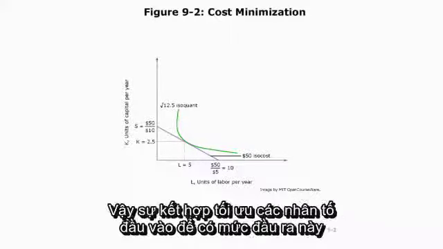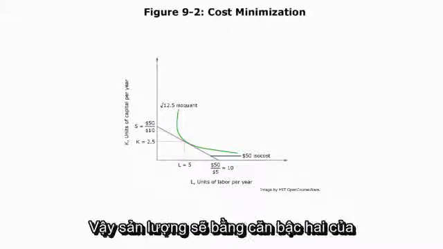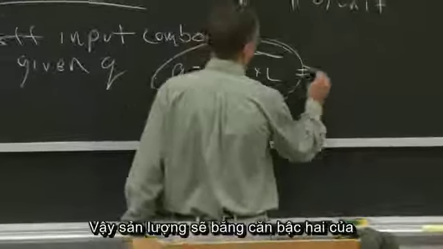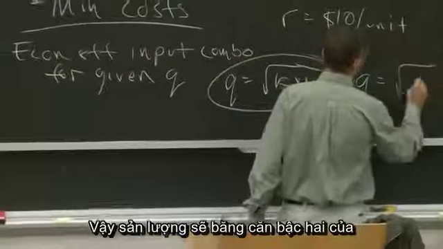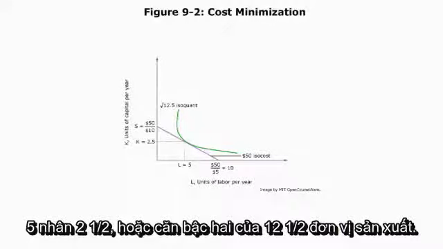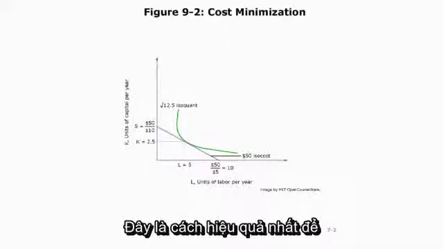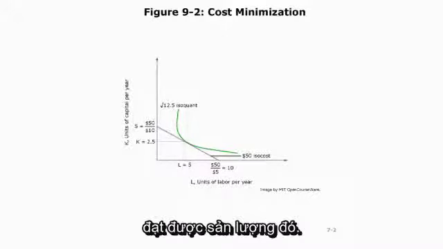the optimal combination of inputs to give this level of output is 2.5 units of capital and 5 units of labor. And that will produce the quantity equal to the square root of 5 times 2.5, or the square root of 12.5 units of production. So that gives us the efficient way to do that.